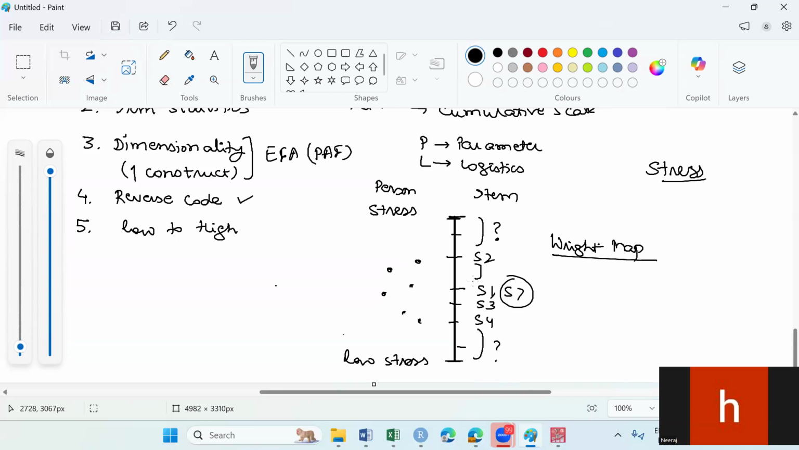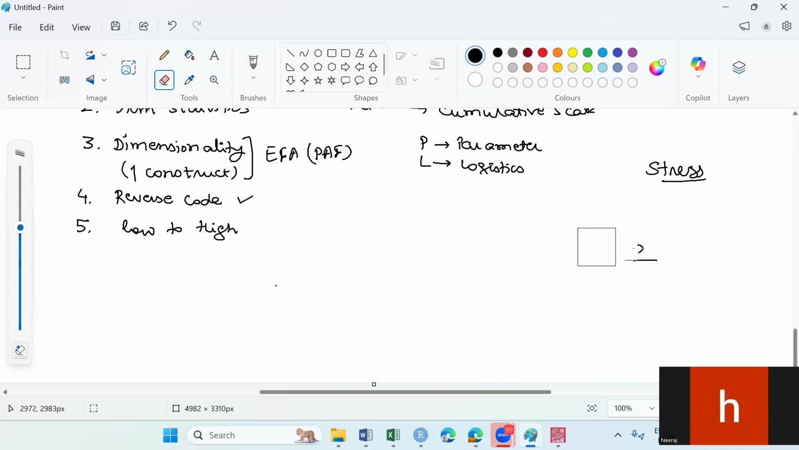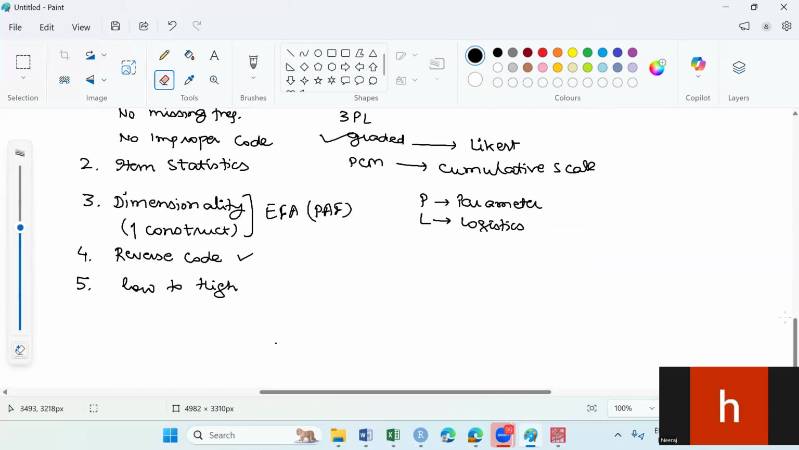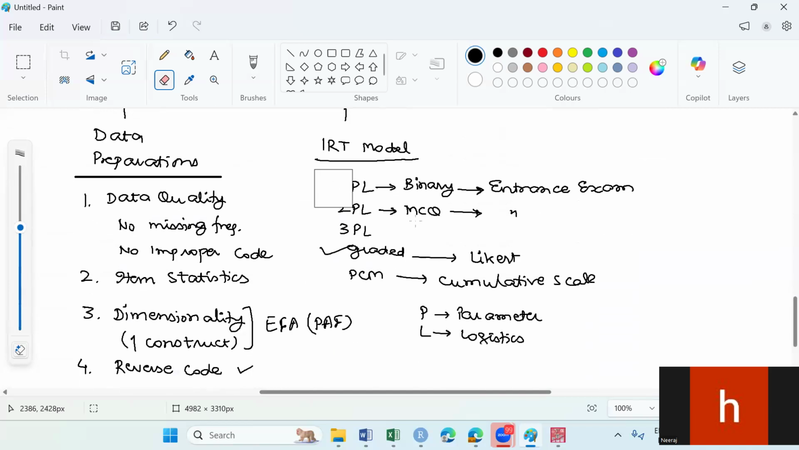By giving the number to these sort of items and the people, we will be in a very wonderful situation to know what exactly is going on. This is what this IRT is all about. Extremely small, only 3-4 things are there. So in the IRT model, we will use only the graded one. Do remember that.